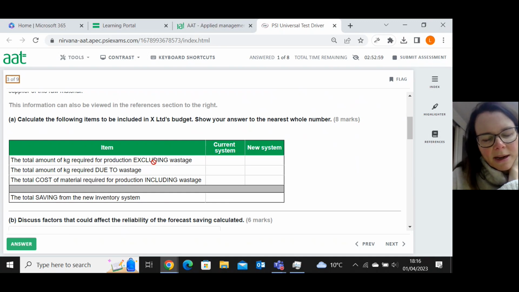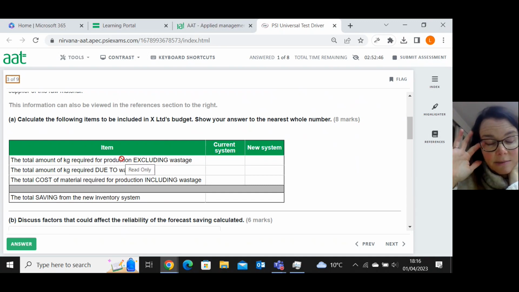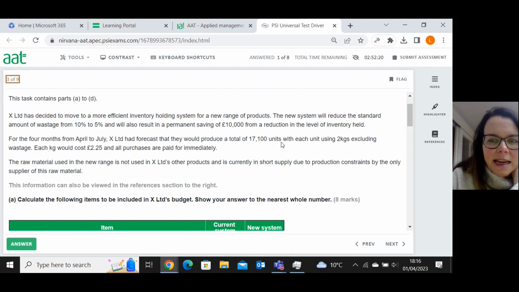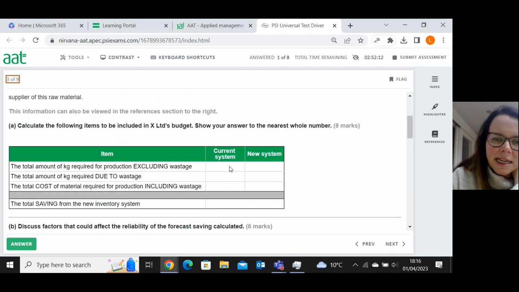Right, okay, so this top one I'm now reading must be the kilograms after the waste has happened. So how much do we actually need to make our product? With the current system, 10% waste, and the new system with 5% waste, the amount that we need to end up with is going to be the same. That same figure is the 17,100 units, and each one needs 2 kilograms. So 17,100 times 2 kilograms, excluding the waste. So that's what needs to go in, and that comes to 34,200. It doesn't matter which system we're using for that, because that's what you've got to end up with after the waste.